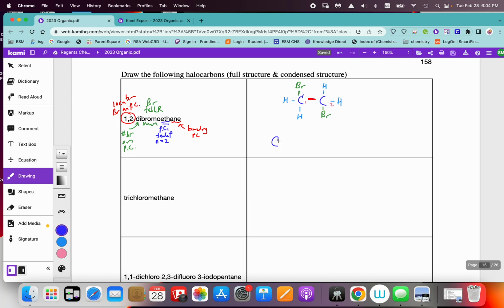So it always goes in the order of carbon. And if there are any hydrogens attached to that carbon, you put those in second. And then if there is something else attached to that carbon, it comes next in the structure. So the condensed would be CH2Br. So everything is now showing for carbon 1. Now I move on to carbon 2. Carbon 2 also has 2 hydrogens, and it has 1 bromine.